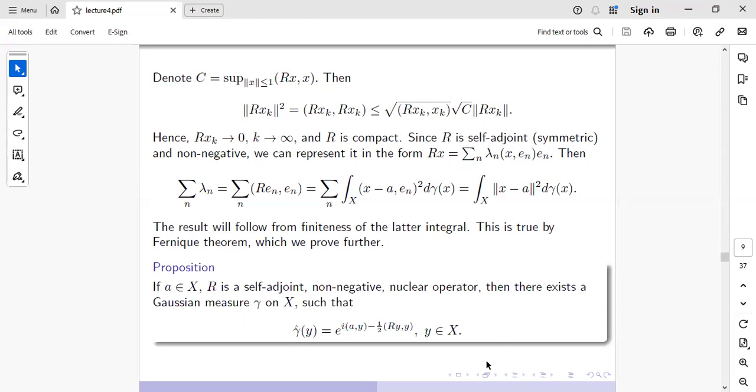Now, the converse is also true. So if we have a vector in X and the self-adjoint non-negative nuclear operator, then there exists a Gaussian measure with the mean A and a covariance operator R. So a Gaussian measure on a Hilbert space is characterized by the mean value and a covariance operator, which must be nuclear.